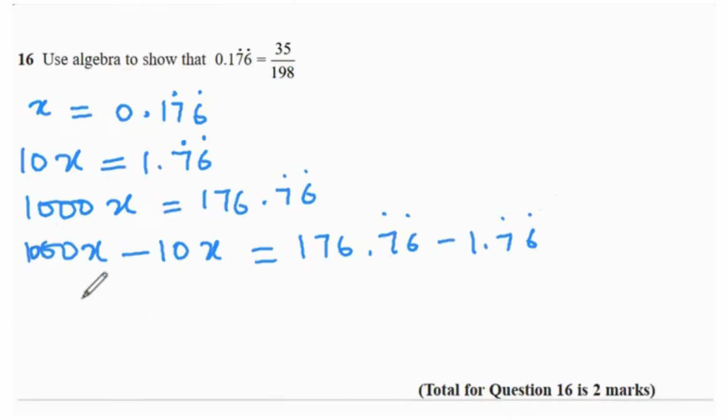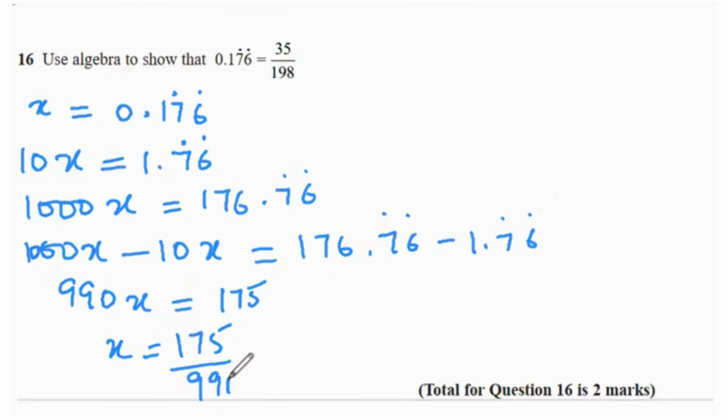That gives us 990x equals 175. Divide the two: 175 divided by 990. They're both divisible by 5. So that gives 35 in the numerator, and the denominator is going to be 198, which is exactly the same as the fraction given in the question. And with that, we're done with the recurring decimals.